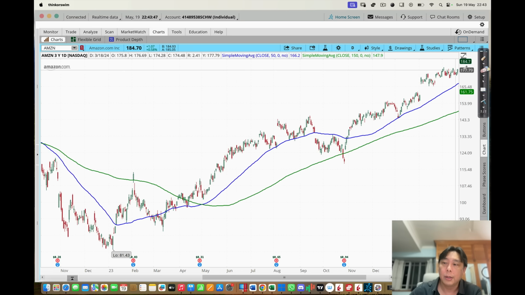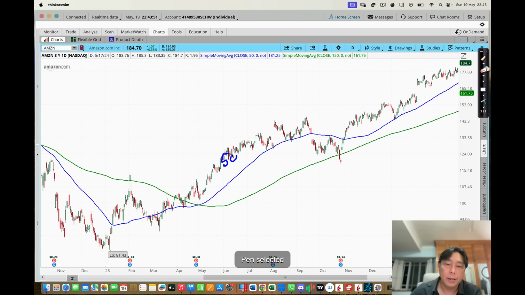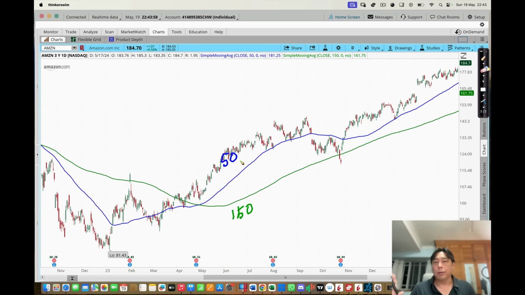Let me just write it down. Okay, so the blue line is the 50 simple moving average and the green line is the 150 simple moving average. That's all, okay? So the 50-150, they measure the medium-term trend. That's kind of like a stronger trend than the 20-40, okay? So this is how it works, pretty simple.